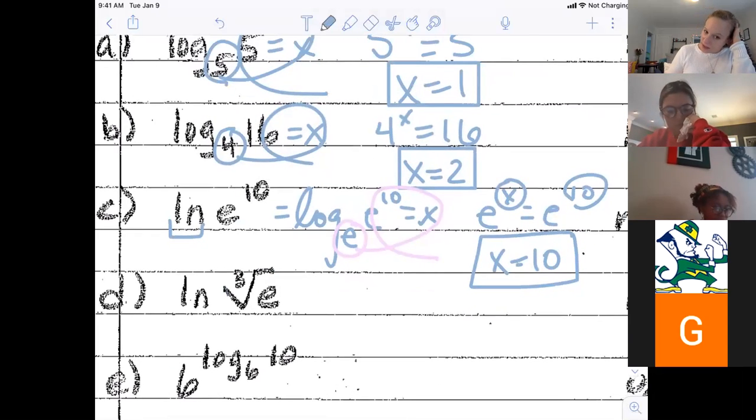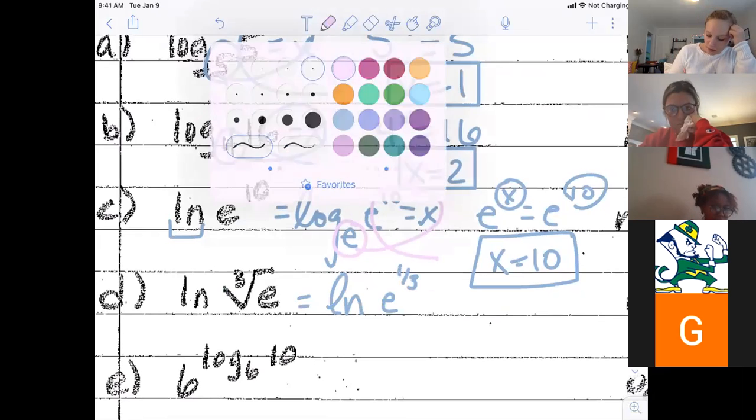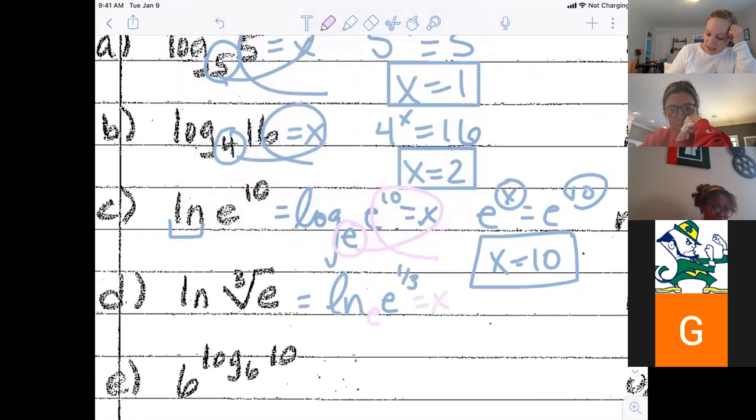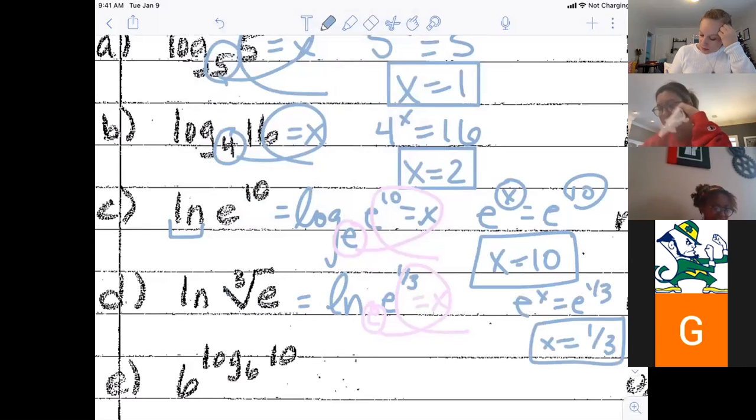On D, I've got this cube root, which is the same thing as writing ln of e to the 1/3, since a cube root is 1/3 as an exponent. Again, you can think of it as base e and equals x. So I'm going to do e raised to the x equals e to the 1/3. So again, x equals 1/3, just equals the exponent.